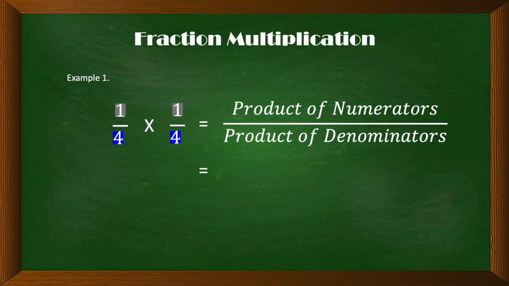So in this example, our numerator would be 1 times 1, which is the product of numerators. And the denominator of the resulting fraction would be 4 times 4, which is the product of denominators, which is equal to 1/16.